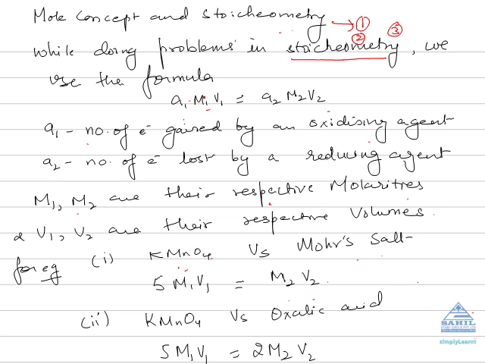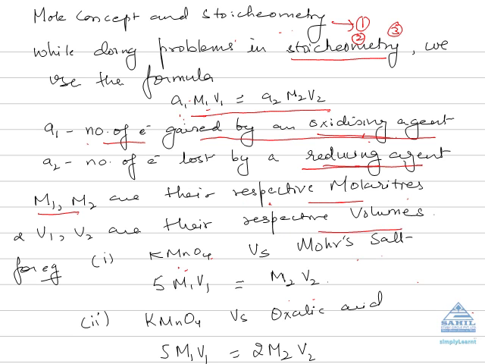Now, we use the formula A1 M1 V1 is equal to A2 M2 V2. A1 is the number of electrons gained by an oxidizing agent and A2 is the number of electrons lost by a reducing agent. In a redox reaction, there is an oxidizing agent and a reducing agent. An oxidizing agent always gains electrons and a reducing agent always loses electrons. M1 and M2 are their respective molarities, and V1 and V2 are their respective volumes.